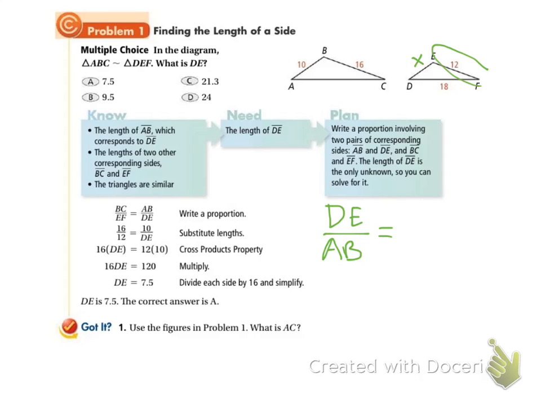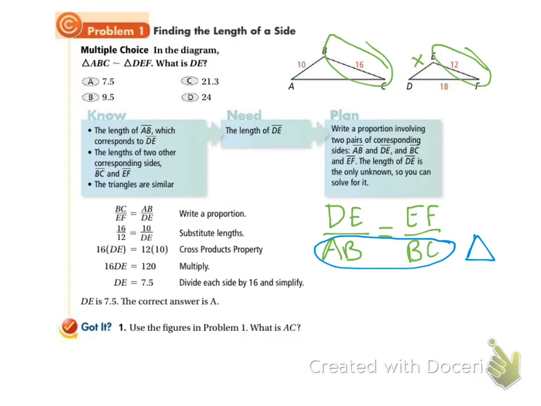So if we look, EF and BC go together. I'm going to put EF on the top, and I'm going to put BC on the bottom because the bottom two need to be from one triangle, and the top two need to be from another triangle. Those are sides that match up, and these are sides that match up.